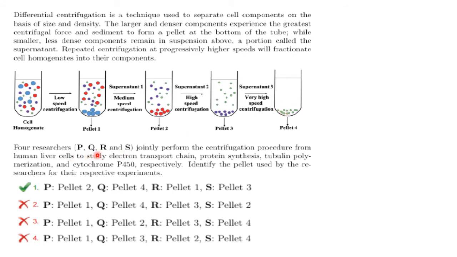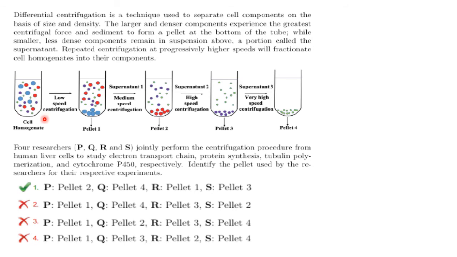Four researchers P, Q, R and S jointly performed the centrifugation procedure from human liver cells to study electron transport chain, protein synthesis, tubulin polymerization and cytochrome P450 respectively. Identify the pellet used by the researchers for their respective experiments. Now there are 4 researchers who are interested in studying electron transport chain, protein synthesis, tubulin polymerization and cytochrome P450 respectively. Now they have to choose which pellet they have to take from the human liver cell homogenate.